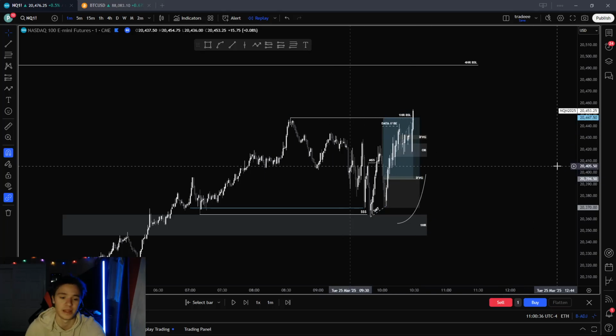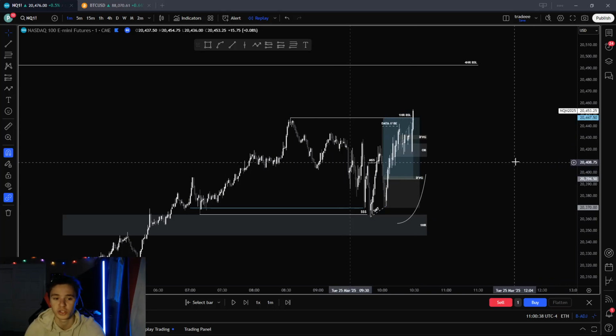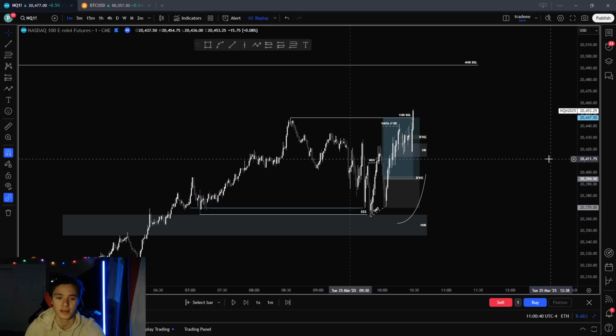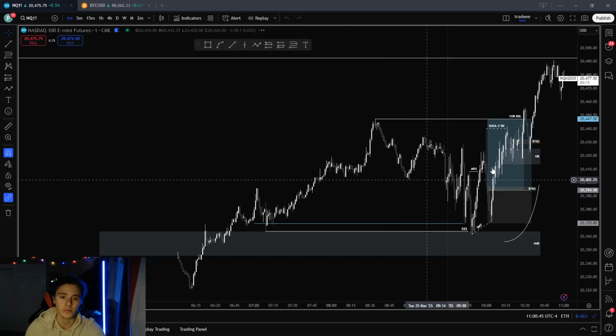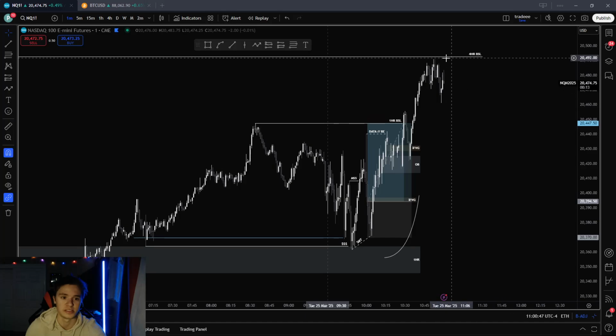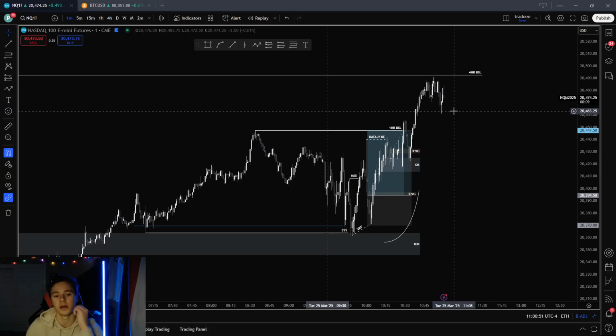That's a 2 RR trade. That's all I need. A 1 to 2 RR trade. That's all you need to become profitable. So I took everything off there. And that is the trade recap. You can see we pretty much took this external high. I'm probably going to go take it.